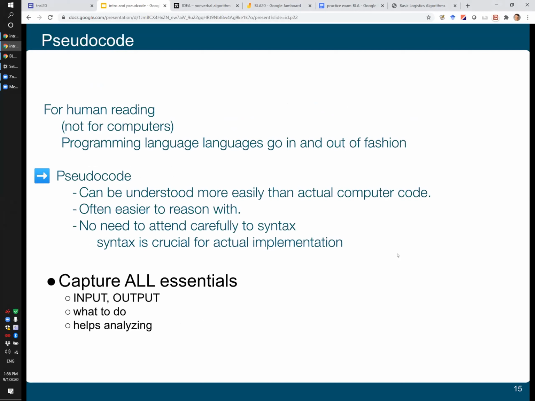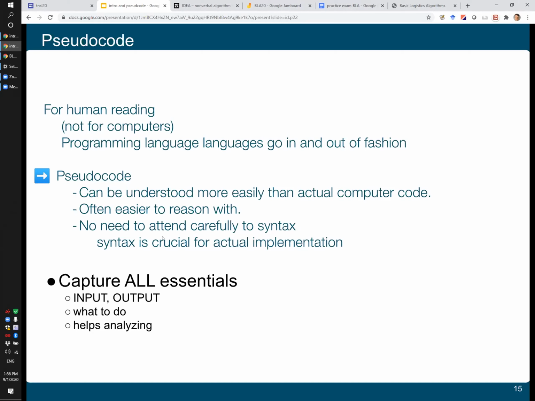comments about pseudocode. It's really meant for human reading. It's not for computers. It's just a good way to show people how the algorithms work. So it's not really a programming language. In fact, programming languages go in and out of fashion. Python is probably now the favorite, MATLAB is always there, but pseudocode is always with us. So it should be more easily understood than the actual code.